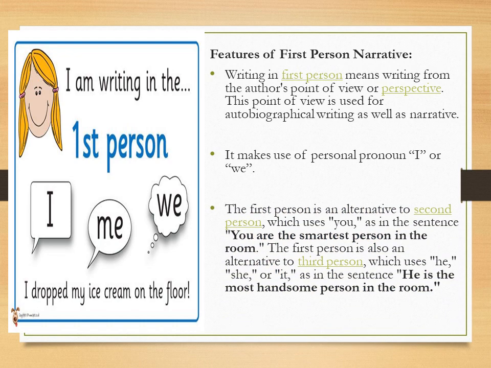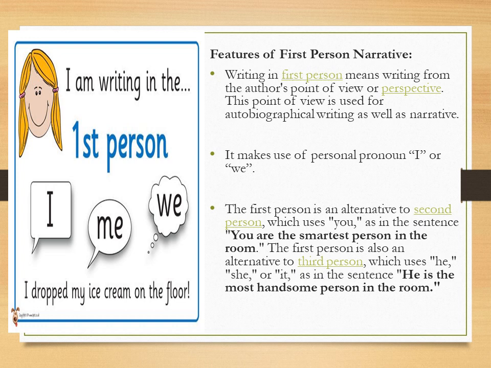The first person narrative is an alternative to second person. Second person makes use of you. For instance, you are the smartest person in the room. To have it in the first person narrative, it becomes I am the smartest person in the room. See the difference? First person narrative: I am the smartest person in the room. Second person narrative: you are the smartest person in the room.